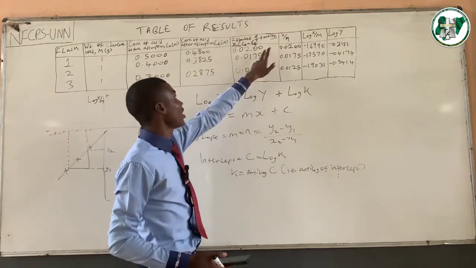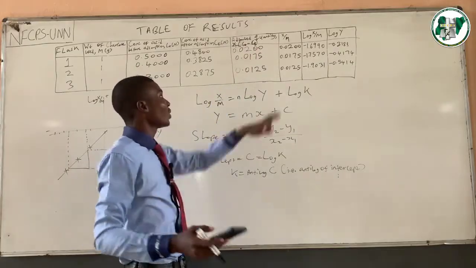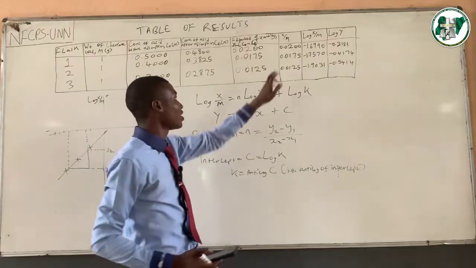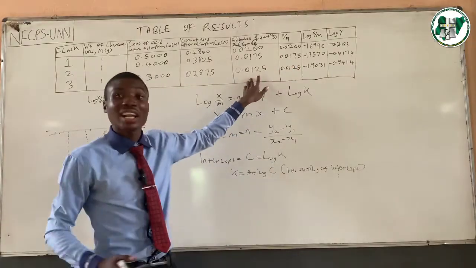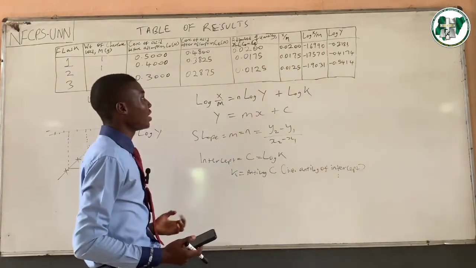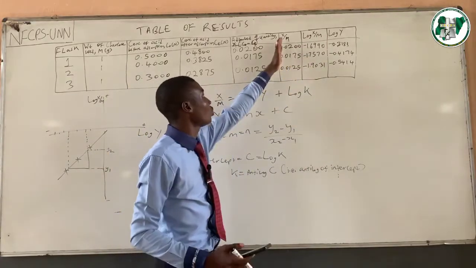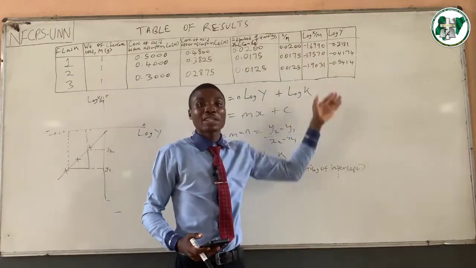So what you have here is 0.02 divided by 1 will still give you 0.02. 0.0175 divided by 1 will still give you 0.0175. Same thing for the last one. So that is that about this. Then the next thing you want to do is your log X over M. What you simply do is to do the logarithm of this, and then you get these particular values.